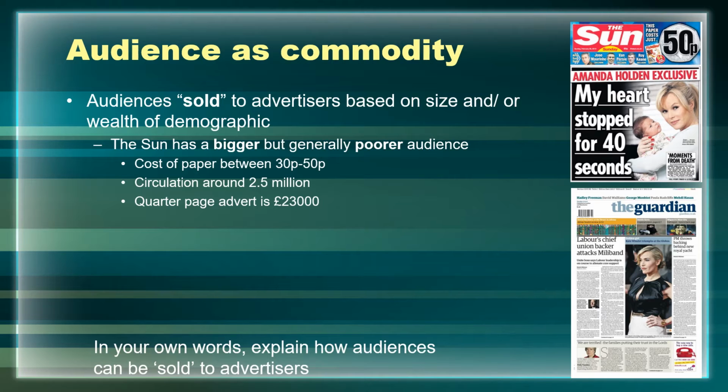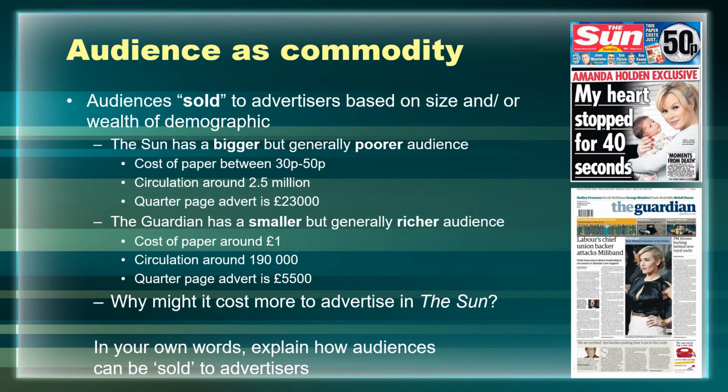The Sun is, or was until quite recently, the best-selling newspaper in the country. It doesn't cost a huge amount of money. In fact, it makes a loss on every sale, but round about 2.5 million people read it. The people who read The Sun are generally slightly less wealthy. They're generally in that C2DE bracket we talked about, but there's a lot of them. If you want to advertise in The Sun, a quarter page advert is going to cost you around £24,000.